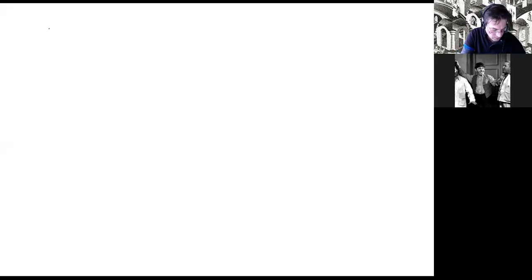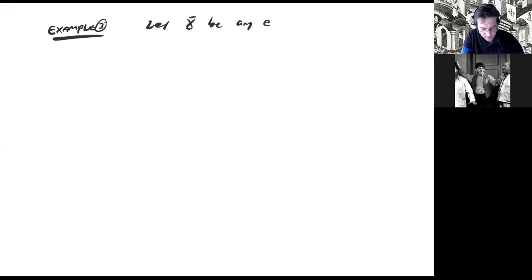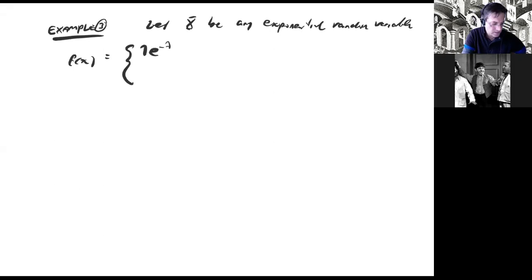So I'm going to give you one final example. Let X be an exponential random variable. Recall that this has a probability density function f of x equals lambda e to the minus lambda x if x is bigger than or equal to zero, and it's zero otherwise.